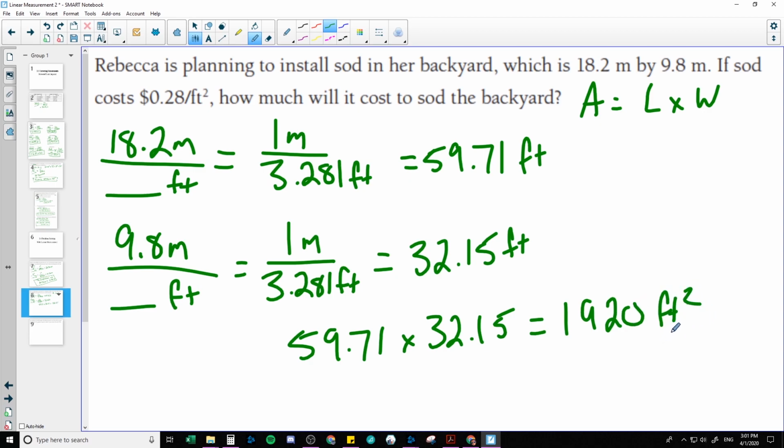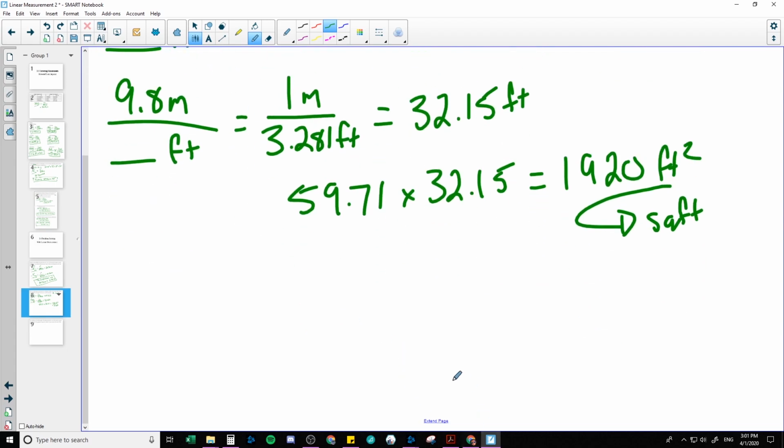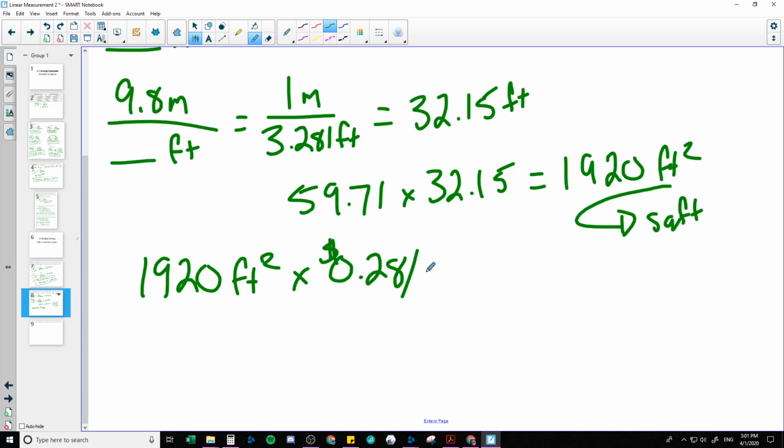Now, another way of writing square feet is like this. Some people will write it this way, and so don't be surprised if you see this here. So now that's not our total answer though, because we still need to figure out, okay, well, how much is it going to cost? So let's come down here. So now we have to do 1920 square feet times 28 cents per square foot. And that's going to give us how much this is going to cost.